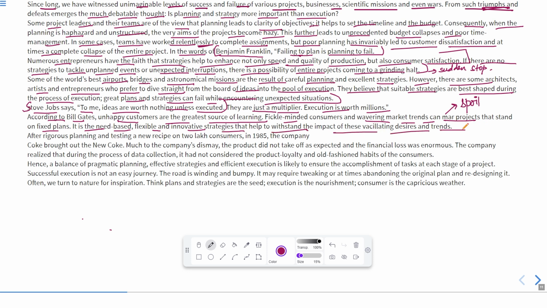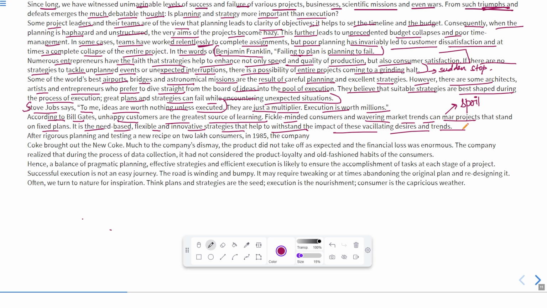It means only those things. For example, you can stand on a particular point, you can achieve a particular position only by withstanding the impact of these vacillating desires and trends. Vacillating means when you are just facing the requirements of a person, which you try to satisfy.